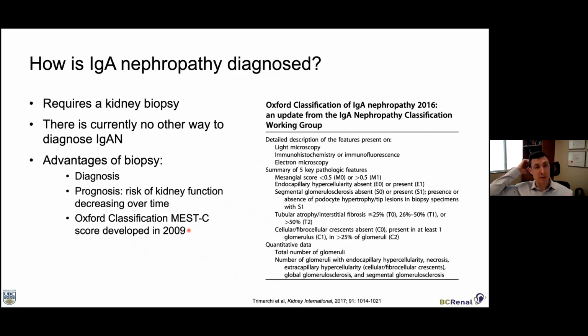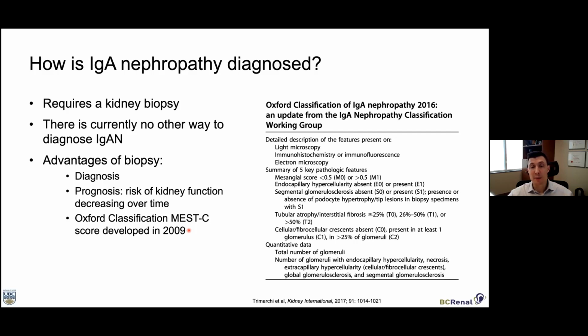So how do we diagnose IgA nephropathy? Well, at the current time, it requires a kidney biopsy, and there's really no other way to diagnose IgA nephropathy. Now, there are several advantages to you in terms of undergoing a biopsy. The first, obviously, is it establishes a diagnosis, which is extremely important. But more than that, it also establishes valuable information we can use to determine long-term prognosis. That is, what is the risk of kidney function declining over time?